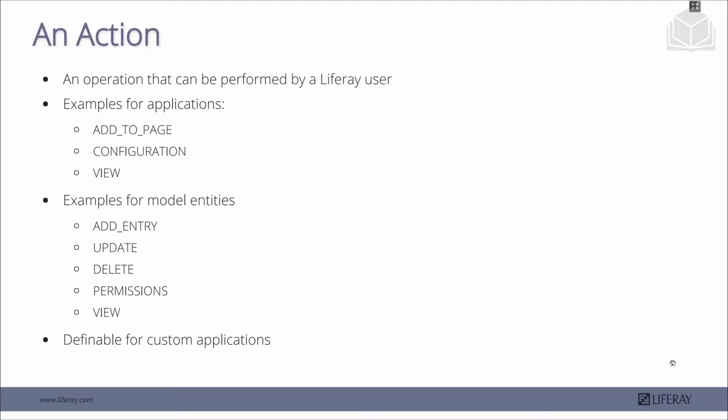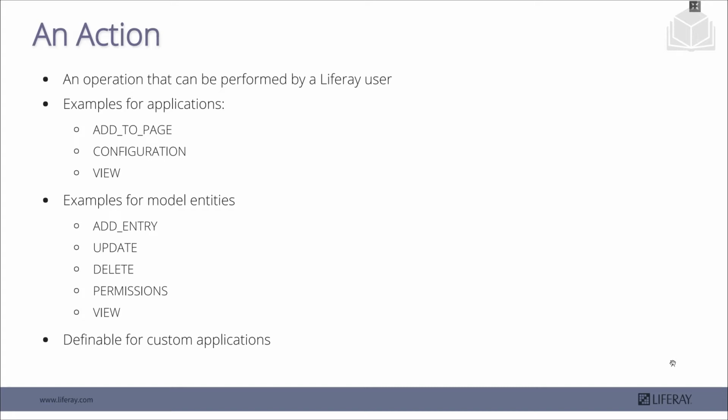Now, actions. We've hit resources, we have portlet and model. Now we have actions, and actions come in 2 different flavors as well. Let's start off with some examples first. With actions, we can do things to portlets or applications like add the portlet to the page, see the portlet application, or configure it. We can also perform actions on the entities themselves, like delete the entity from the database, update the entity, add the entity, and so on.